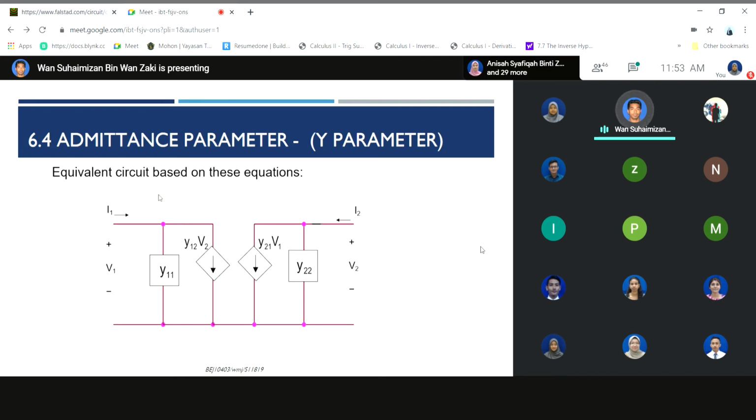So this is the equivalent circuit for the Y parameter. After you get all the Y parameters, you can put in Y11, Y12 V2 as a current dependent source, Y21 V1 as a current dependent source, and then we have the admittance Y22. The unit for admittance is mho, the inverse of ohm, or Siemens, S. So this is the equivalent circuit for the Y parameter.